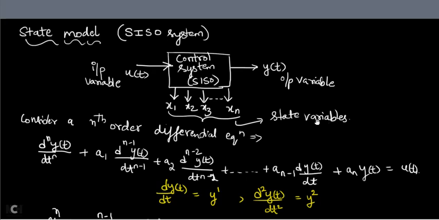Now how many state variables are there? N number of state variables are there: x1 of t, x2 of t, x3 of t and xn of t. How many inputs? One input, one output. That is why it is called a single input, single output, SISO system.